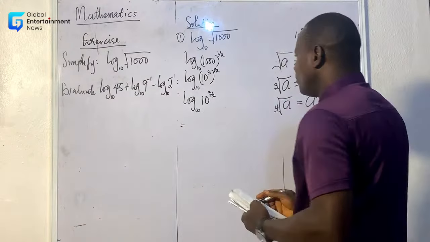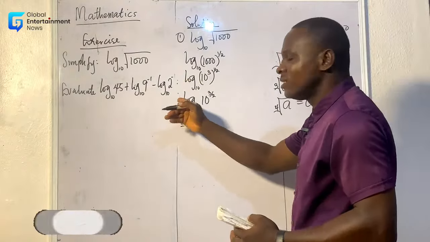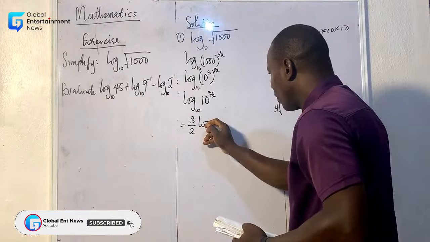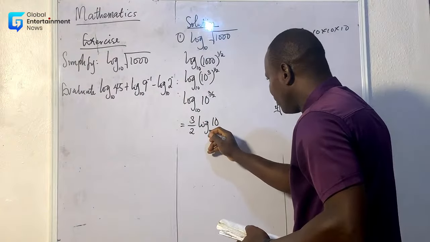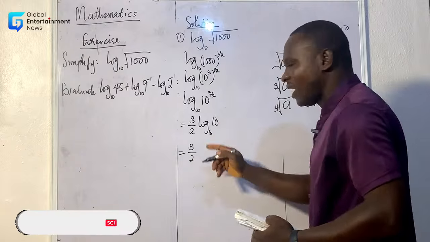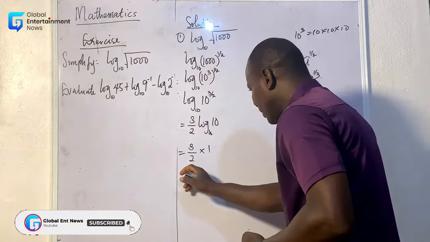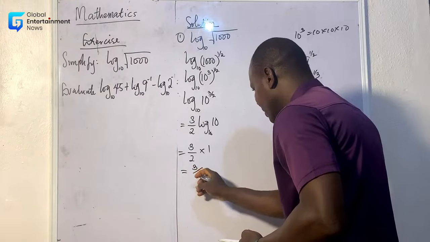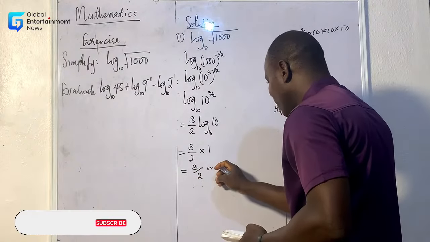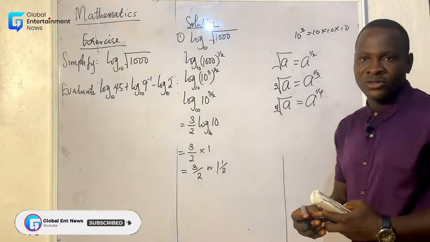So we have 3 all over 2 as our power. What do we need to do? If you remember, we carry the power to the front. So it will now be 3 all over 2 log 10 base 10. Log 10 base 10 is what, everybody? 1. Correct. That is times 1. And my final answer is 3 all over 2. That is the first question.